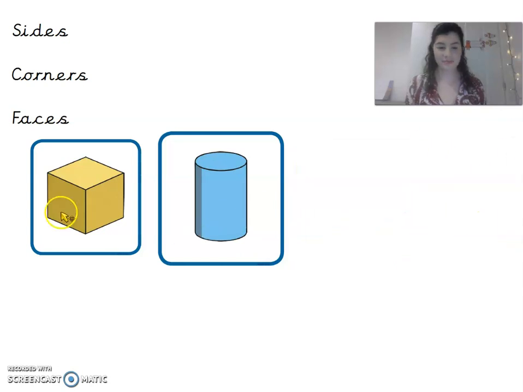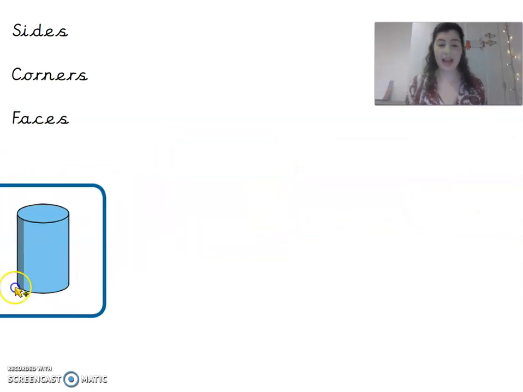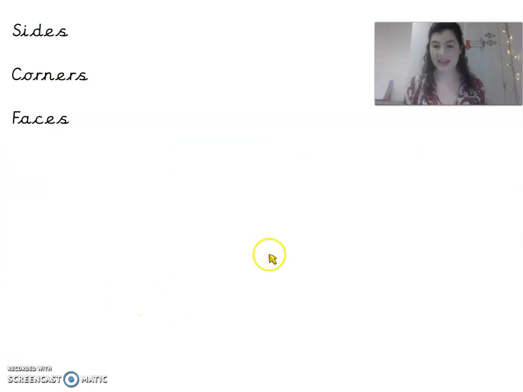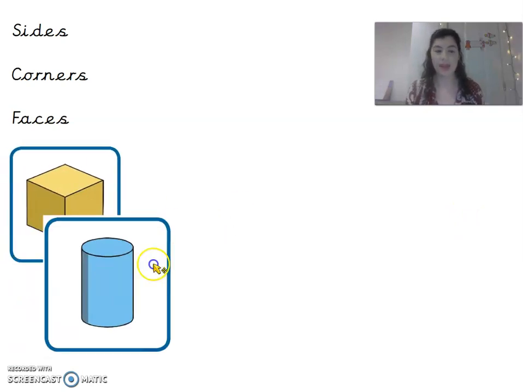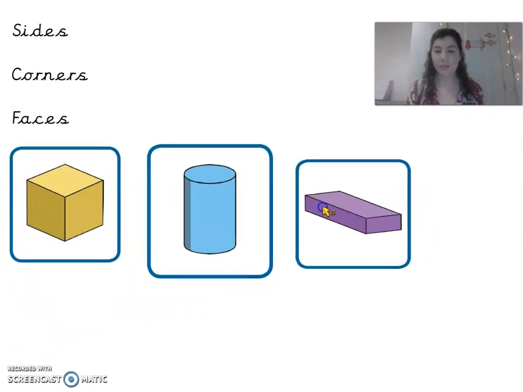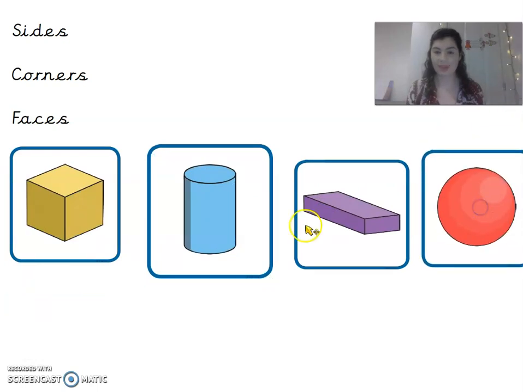Okay, right then. We've got a game to play now. Are you ready? Now this game is called What Am I? And I'm going to tell you something about a shape and you need to figure out whether it's a cube, a cylinder, a cuboid, or a sphere? Are you ready?